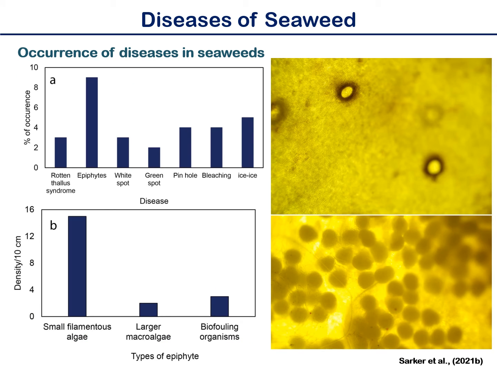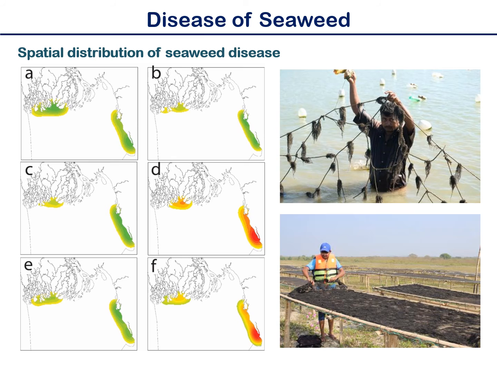And we analyzed the disease, and this is the first record of seaweed disease in Bangladesh. We found 7 types of disease, and among these, epiphytes is the most common. Among the epiphytes, we found small filamentous algae, larger macroalgae, and biofouling organisms are the most common found in the seaweed of Bangladesh. This is the spatial distribution of seaweed disease, and we found that the southeastern coast has the higher prevalence of seaweed disease.